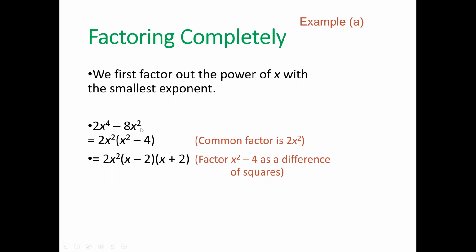So this is like factoring completely. First, find the GCF. If we cannot change the whole term to a cube or square, find the GCF. Then we look at the parentheses. Okay, this becomes a difference of two squares. So we find the difference of two squares.